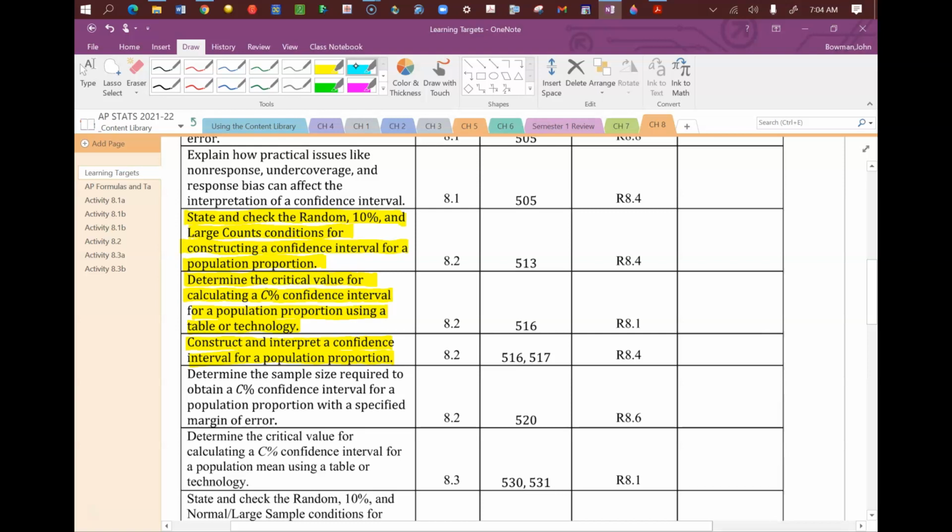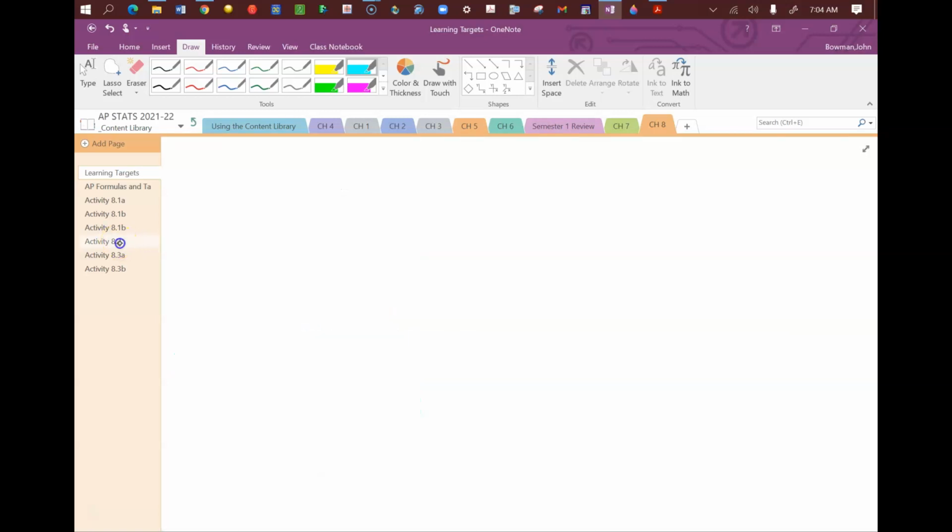Today we are going to talk a little bit more about constructing and interpreting a confidence interval, so a little overlap with the first day. And we're going to learn how to determine the necessary sample size for a specific margin of error. And then finally, we're going to talk about how to use our calculators to help us calculate confidence intervals.